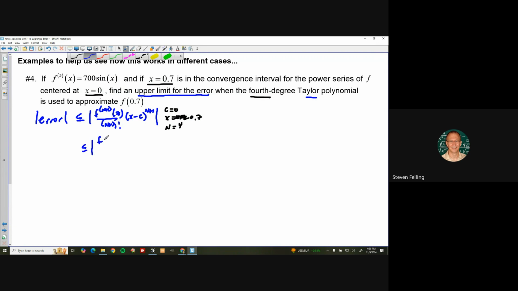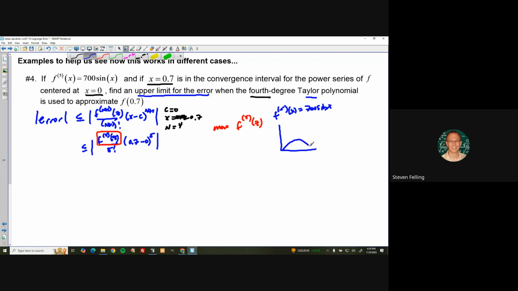This is going to be, if this is 4, then this is the fifth derivative at z over 5 factorial, times 0.7 minus 0 to the 5th power. And then I have to work on this. What's the maximum value? I need the maximum value of the fifth derivative at z in the interval of interest. Okay, so they told me that if I were to graph this function, this fifth derivative function is 700 sine of x, right?